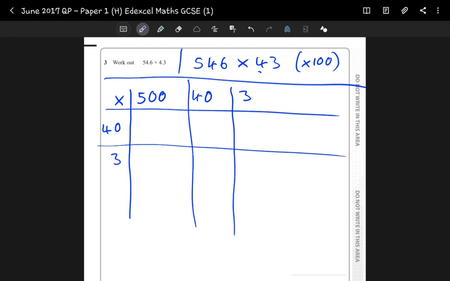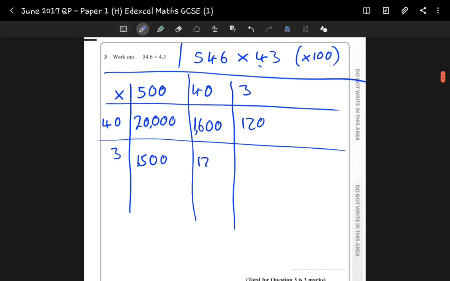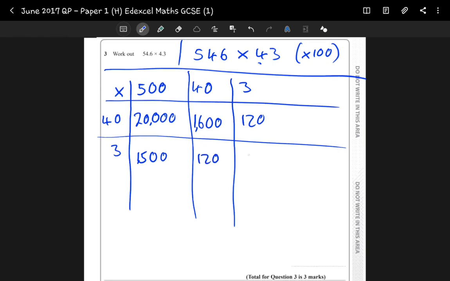Let's go down. So firstly, 4 times 5 is 20. Add all the zeros. This is obviously 3 zeros altogether, so we get 20,000, put your little comma there. 4 times 4 is 16. Add 2 zeros, put your little comma there. 3 times 4 is 12, so that's 120. No need for a comma because it's in the hundreds. 3 times 5 is 15. Add the zeros. 4 times 3 is 12, so that's 120. And 3 times 3 is 9.